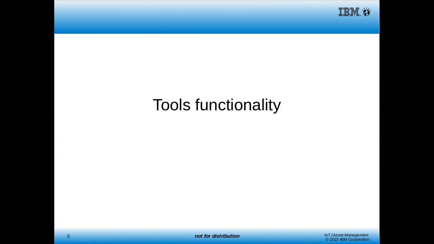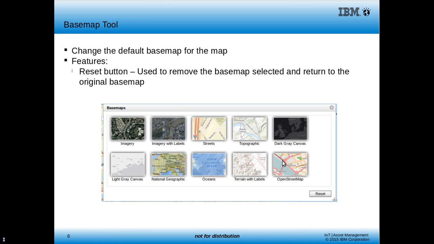So now I will cover each one of them, showing some details about each tool. The first tool that I want to start with is the base map tool. With this tool, what you can actually do is change the default base map for the map. So you can include some default base maps in the map manager, and using this tool you can change it. There is a button, a reset button. When you click on this button, what you do is remove the base map you have just selected and return to the original base map.